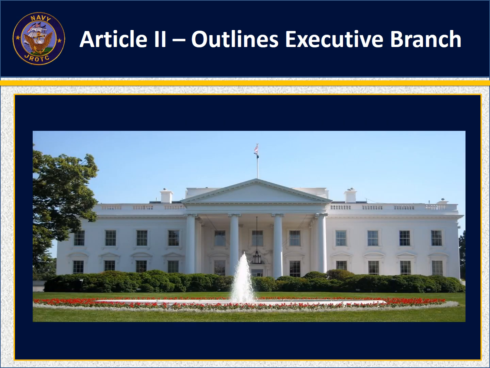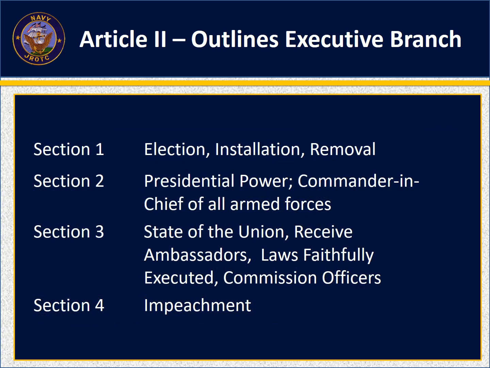Article 2 outlines the executive branch, the White House. All right, Section 1 is the election, installation, or removal of a president. Section 2 is presidential power, commander-in-chief of all armed services. Section 3 is State of the Union, receive ambassadors, laws faithfully executed, commission officers, that type of thing. The president cannot enter into an international treaty without approval from the Senate, and they'll attempt to, but it's not legally ratified unless it's been approved by the Senate. And Section 4 covers impeachment.